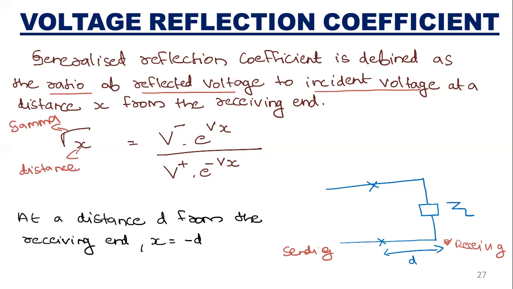So gamma x is equal to V minus e raised to gamma x, that is the reflected voltage, divided by V plus into e raised to minus gamma z. Z or x, here we are considering this distance as x, along the x direction. From the receiving end, at a distance x is equal to minus d, we are going to analyze it.